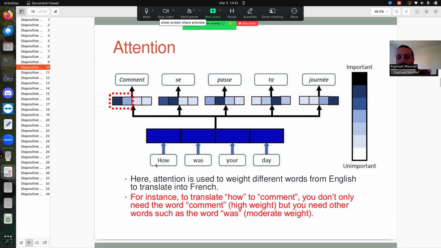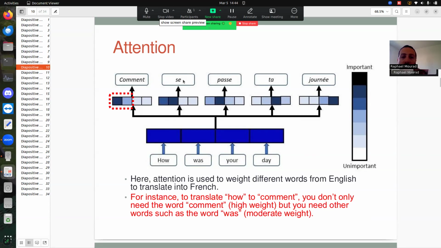So basically, how is translated to comment, but it depends on was, because you can also translate to quoi or quel. So there are different French words. So it means that when you translate to comment, you have to pay attention also to another word, which is was here. That's why you call that attention. That is the attention mechanism.